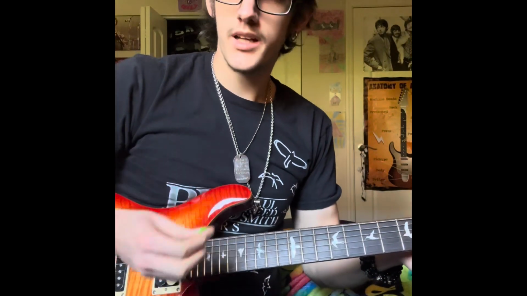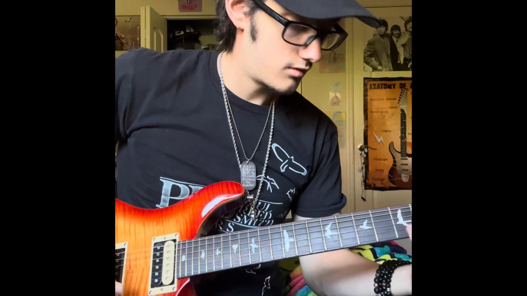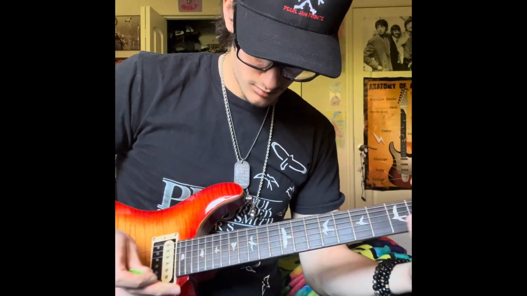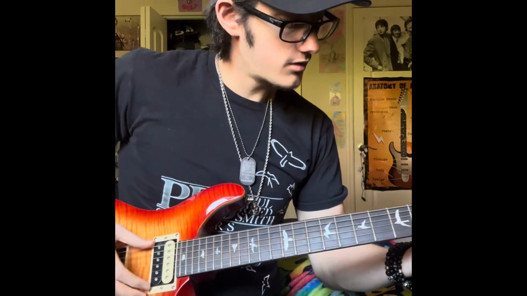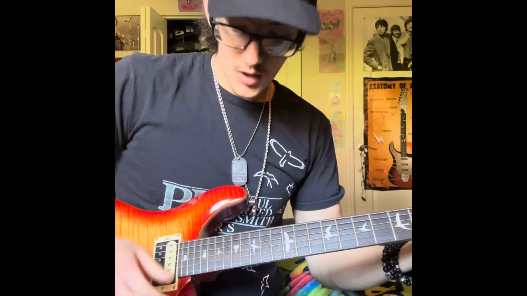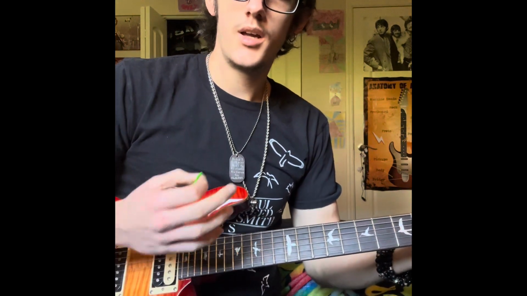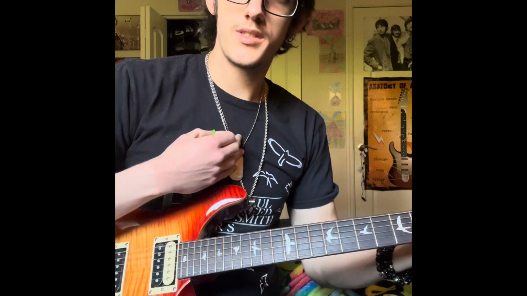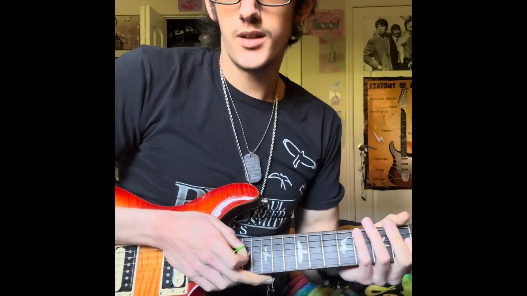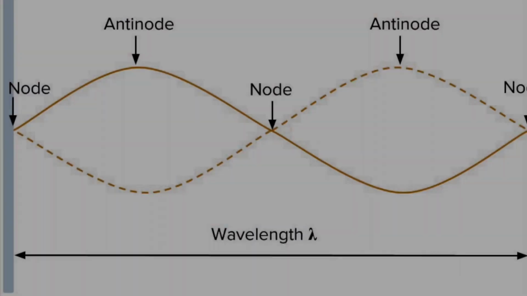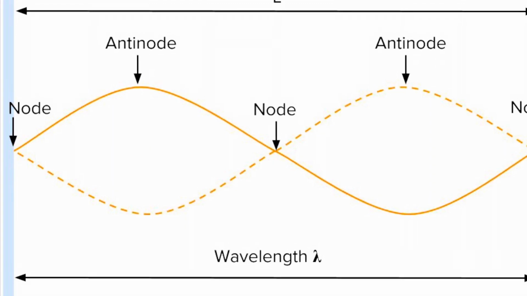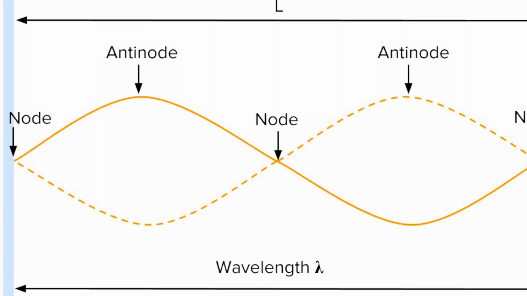Whether we are plucking a string with a pick, playing slap guitar, or playing fingerstyle, we are causing the strings to vibrate. What this is doing is creating what we physicists call a standing wave. Let's take a look at a standing wave. A single antinode between the first two nodes of this standing wave is known as the first harmonic.